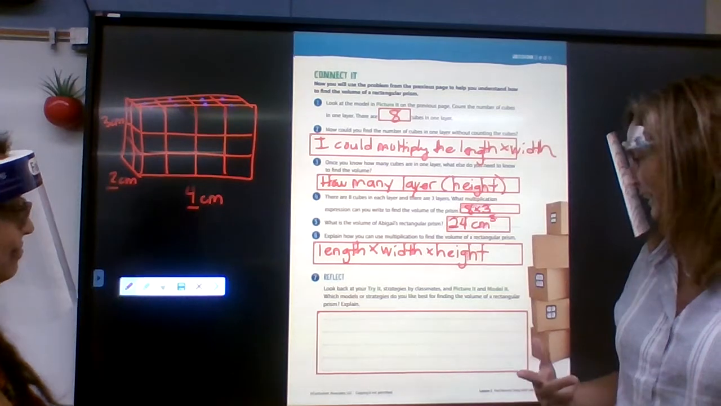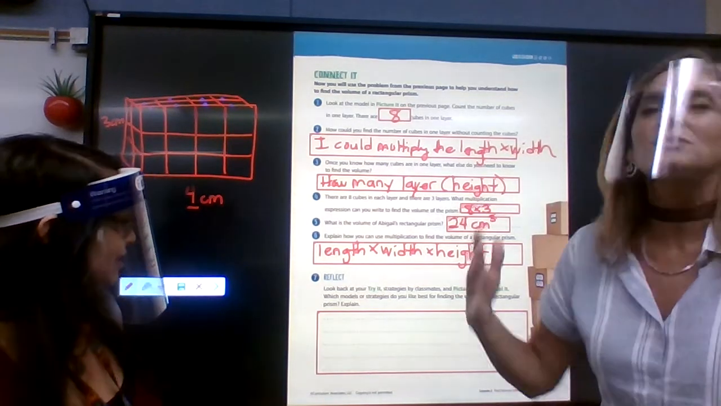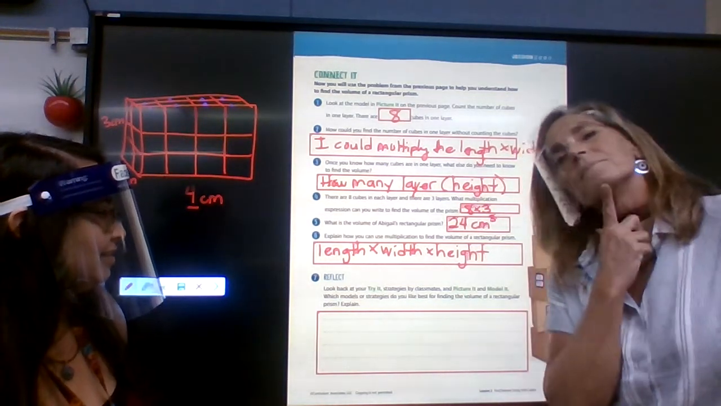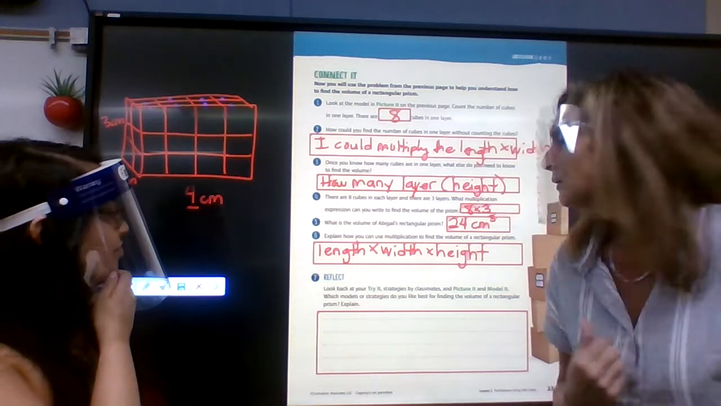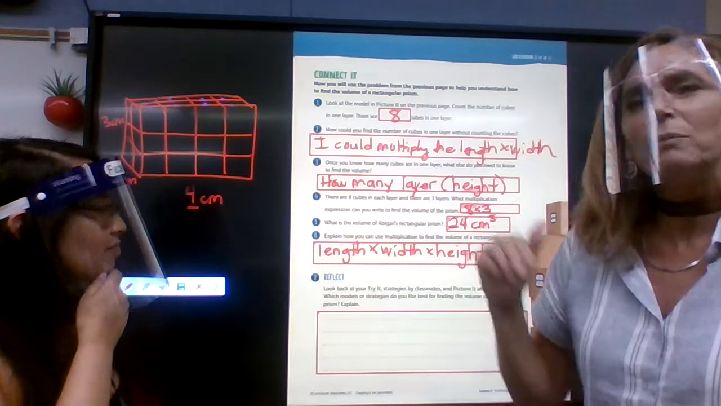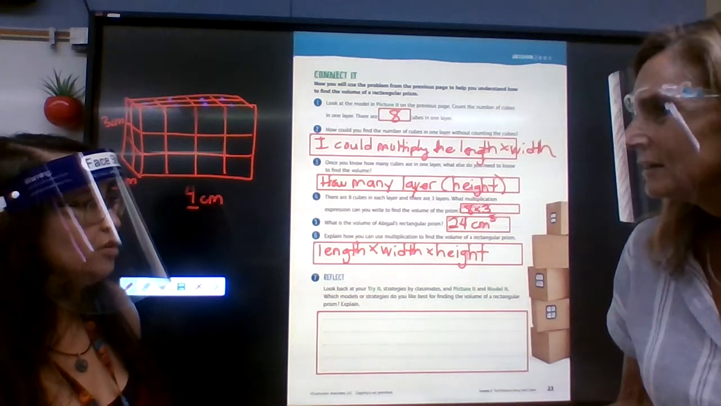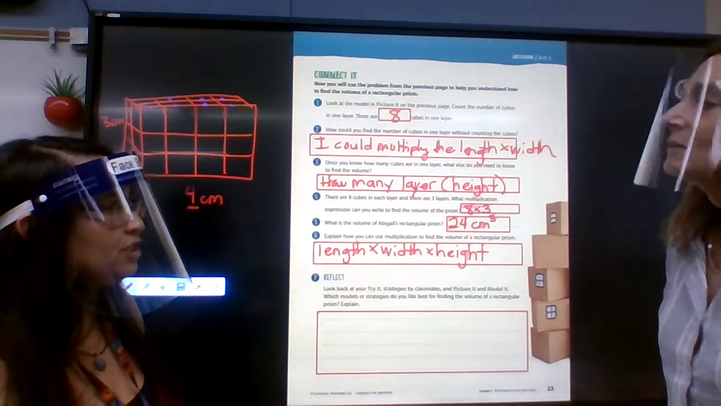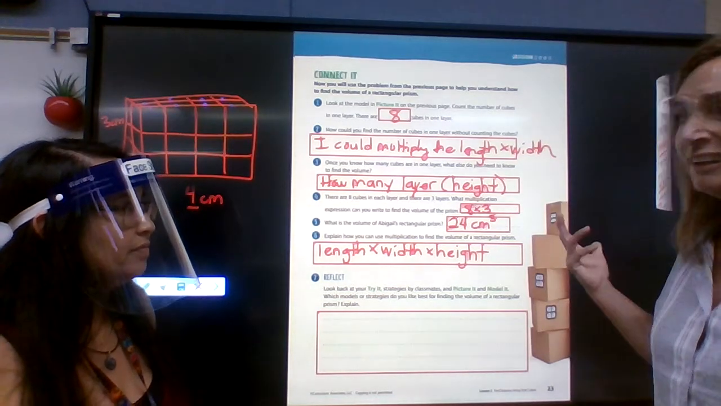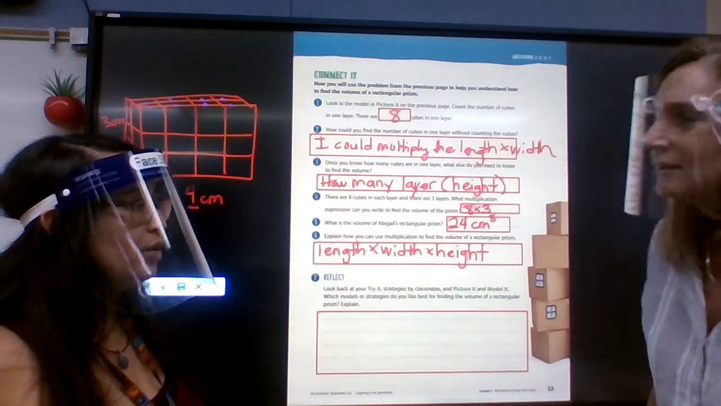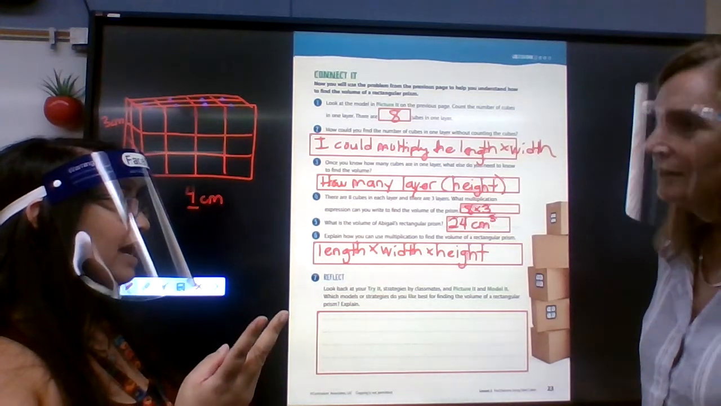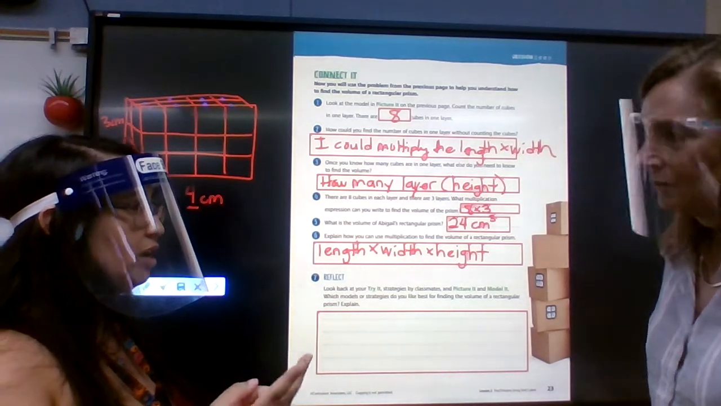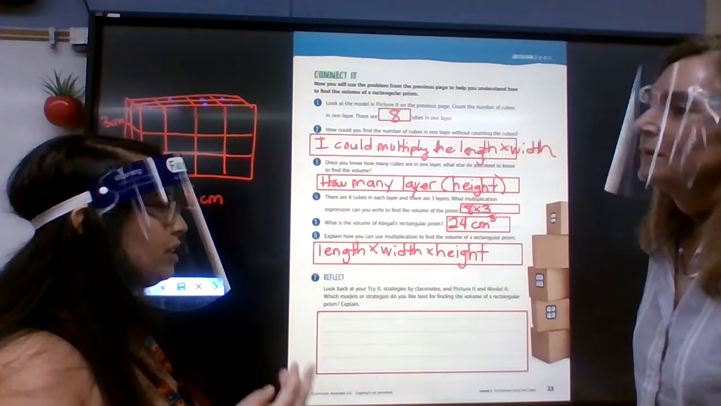Okay, so now they want us to reflect. Stop and think. What worked best? What way would you want to solve that? There could be lots of different answers for this, couldn't there, Mrs. Croft? Well, I think we've done it like 3 or 4 different ways already. We can count all of them. We can count the layers and then multiply by how many are in each layer. Or we can just multiply length times width times height.